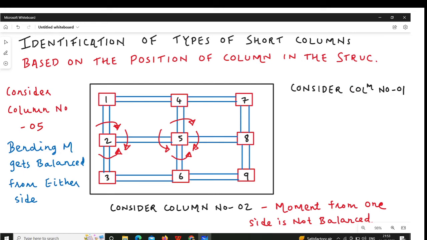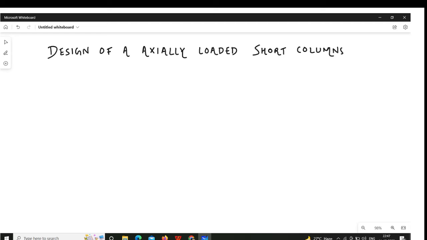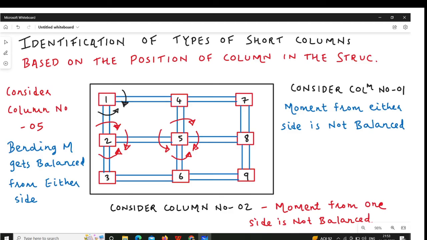Okay. Now you consider column number 1. So bending moment from x direction and bending moment from y direction are not balanced. So you have two bending moments, from either side, that are not balanced. So column number 1 is biaxial bending.